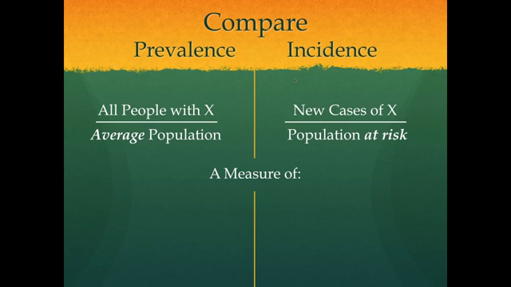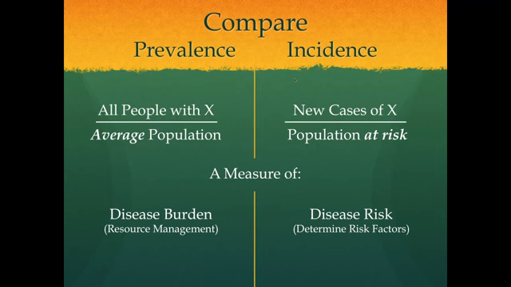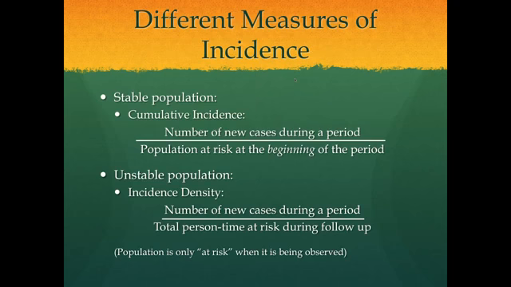Consider now the usefulness of these special proportions. Prevalence is a good measure of disease burden, or how much of a certain outcome is present in a population, which helps for determining resource allocation. Incidence, on the other hand, is a good measure of disease risk. As such, incidence is often the measure of choice for determining causal relationships and disease risk factors.